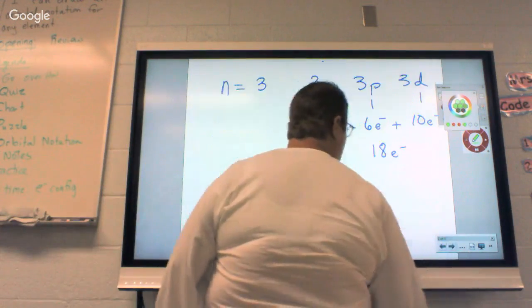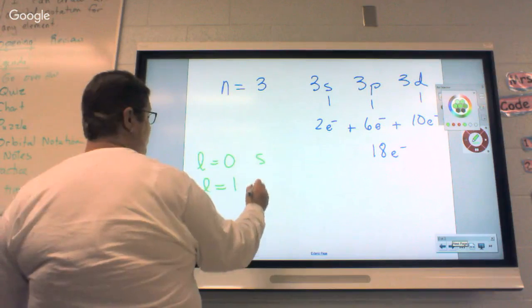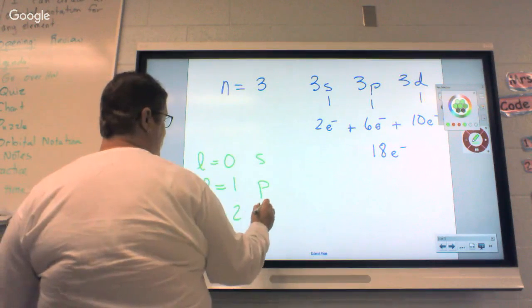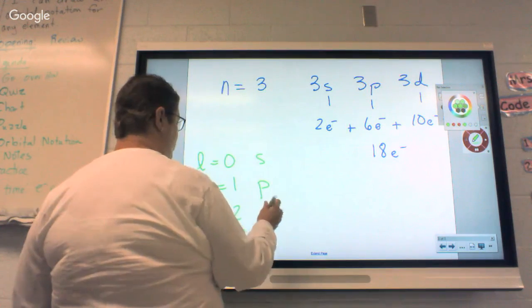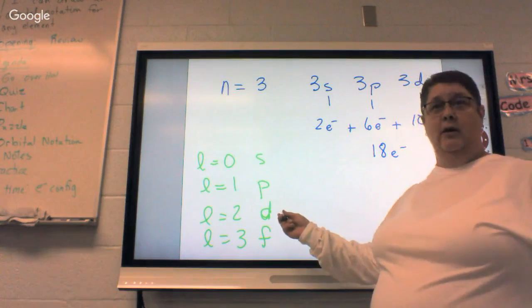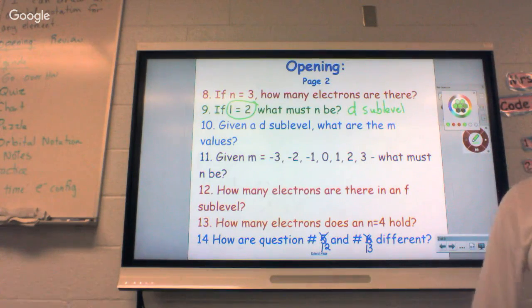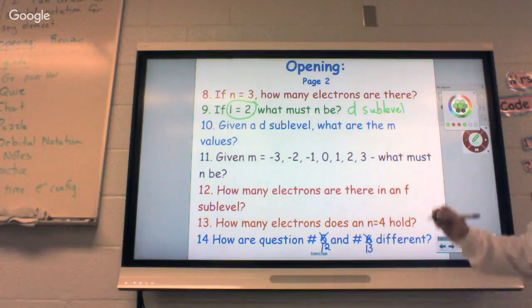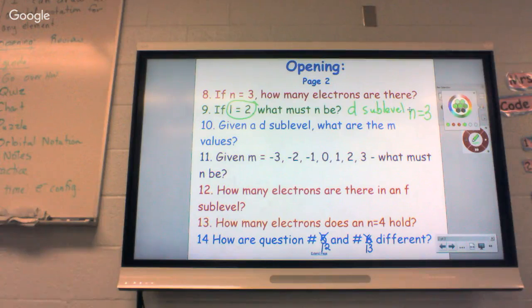You have to know that if l equals 0, that's s. If l equals 1, that's p. If l equals 2, that's d. And if l equals 3, that's f. So if l equals 2, that's what sublevel? That's d. That's how we get that. Now, if it's a d sublevel, s, p, d means you have to be what energy level to have a d? A 3. That's how we know n has to be a 3 to have a 3d. But it's hinged on the fact that you know it's a d sublevel.